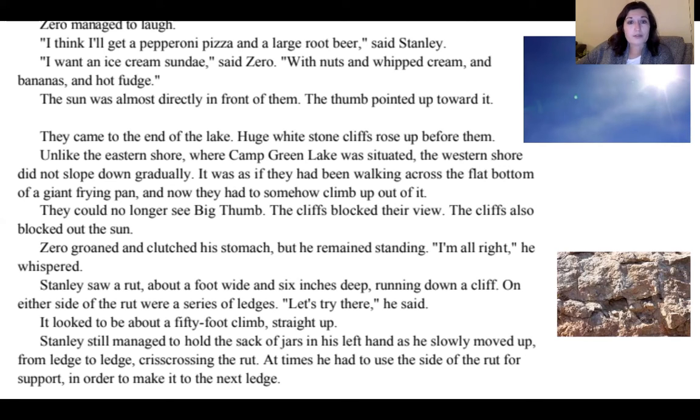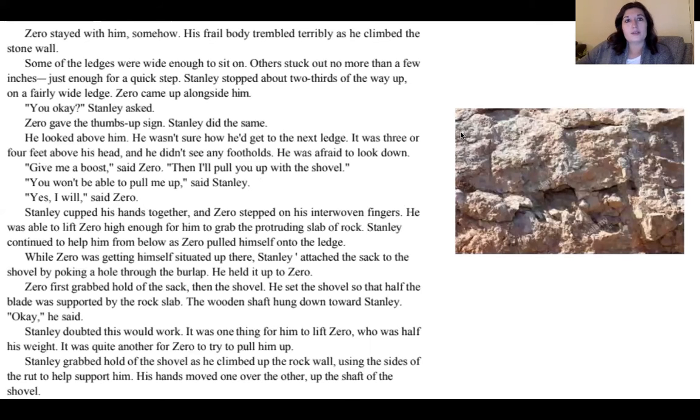Stanley saw a rut about a foot wide and 6 inches deep running down the cliff. On either side of the rut were a series of ledges. "Let's try there," he said. It looked to be about a 50-foot climb straight up. Stanley still managed to hold the sack of jars in his left hand as he slowly moved up from ledge to ledge, crisscrossing the rut. At times, he had to use the side of the rut for support in order to make it to the next ledge. Zero stayed with him somehow. His frail body trembled terribly as he climbed the stone wall.